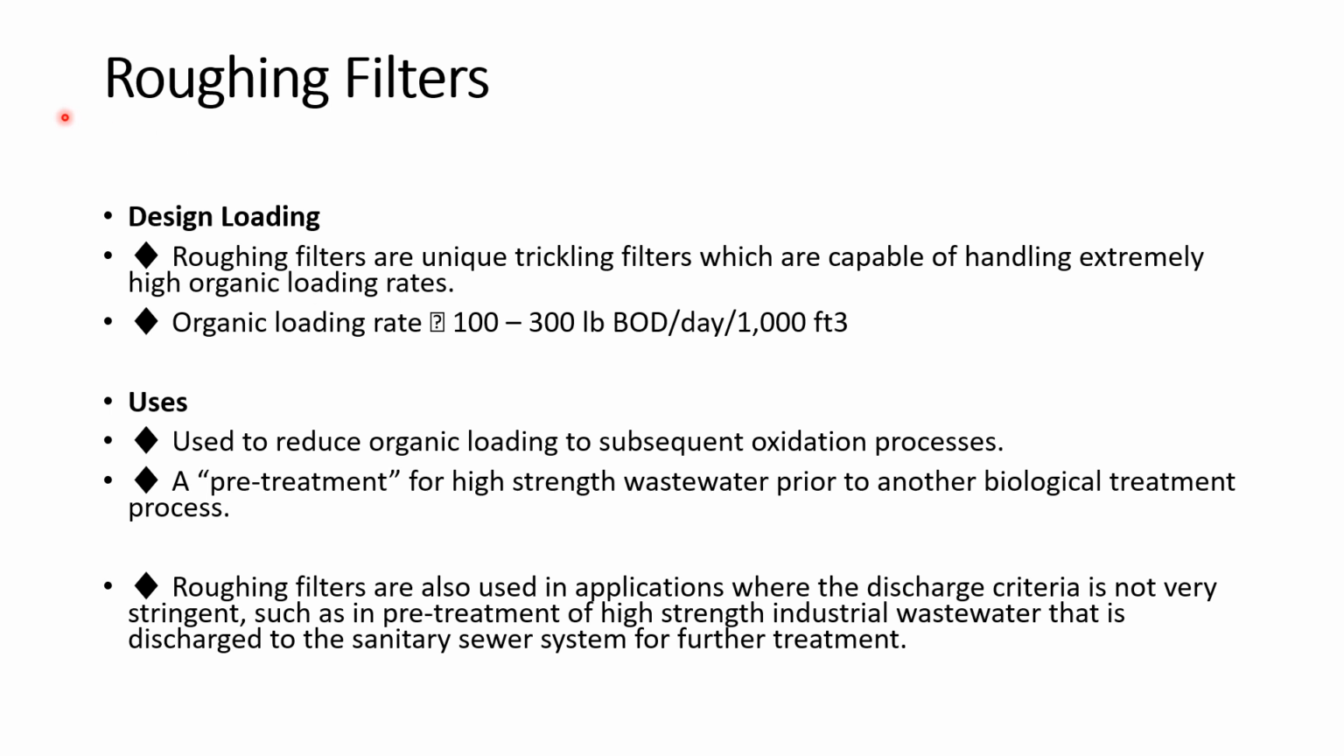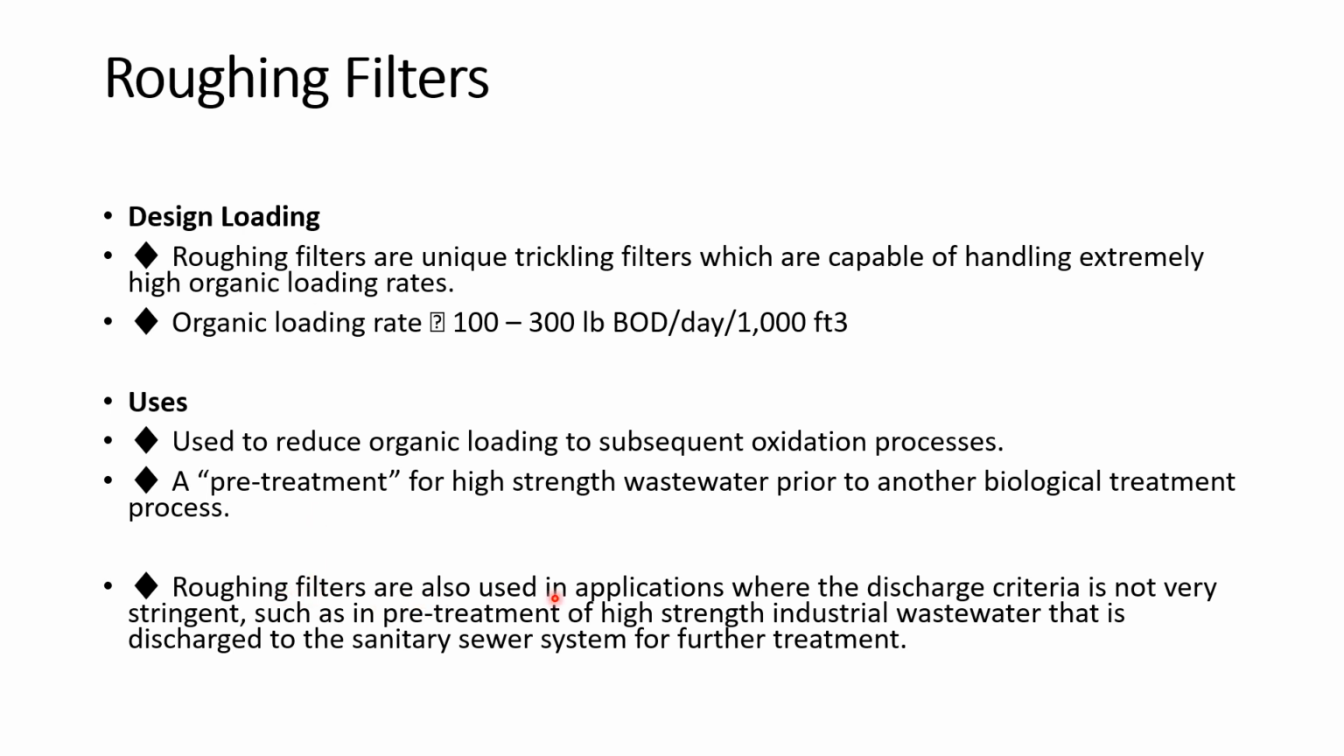The third type is the roughing filters. So roughing filters are capable of handling high organic loading rates of 100 to 300 pounds of BOD per day per 1000 cubic feet. Here it is used to reduce the organic load by oxidation process. And roughing filters can be used as a pre-treatment for treating high strength wastewater. So the wastewater from this enters into another biological treatment. So it can be used as a pre-treatment process.